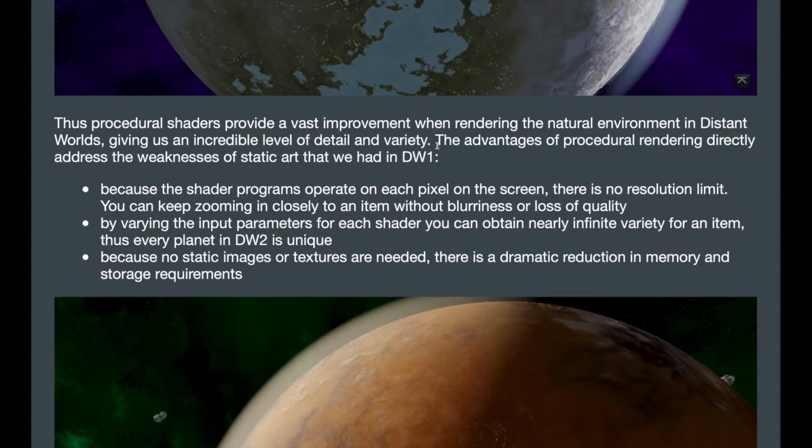Wow. By varying the input parameters for each shader, you can obtain nearly infinite variety for an item. Thus, every planet in DW2 is unique, and that's what I love about procedural rendering. Every planet's unique. You're not going to say, go to the top right of the screen and see a planet there that is exactly like the planet in the far left middle of the screen. You're never going to run into that, which is awesome.